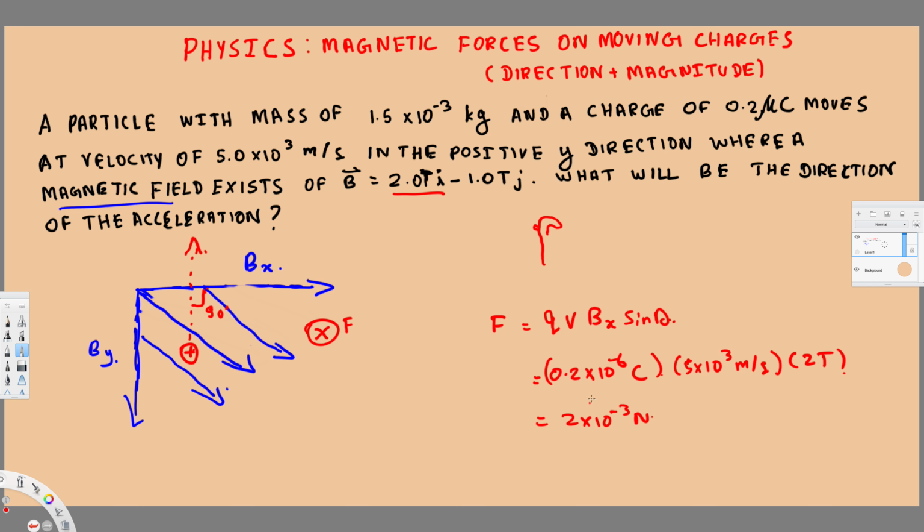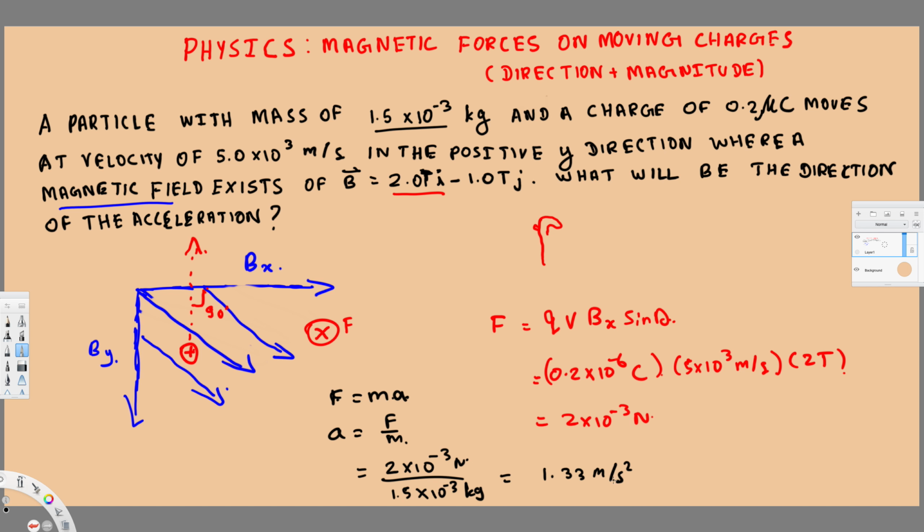Since we have the force, now we can go ahead and use Newton's second law to calculate the acceleration. So Newton's second law is F is equal to ma. So here a is going to be F over m, right? We know the force already, that is 2 times 10 to the power minus 3 Newton, and the mass is provided in the question, and we have to divide by that mass. So this is going to be 1.5 times 10 to the power minus 3 kilogram, and if you divide, you're going to get 1.33 meter per second square.